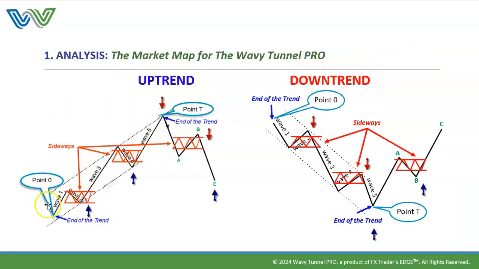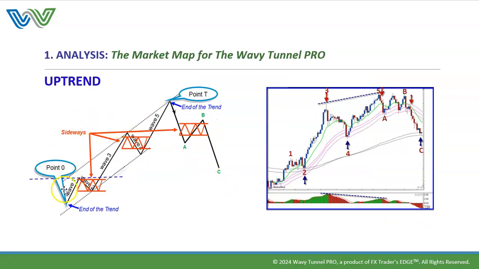Just as we looked at the market map for an uptrend, we have the same opposite market map for a downtrend. And you find this in many different markets where we might be in a downtrend versus an uptrend. And how we read this market map is through the Wavy Tunnel setup. It depicts the 5 waves.